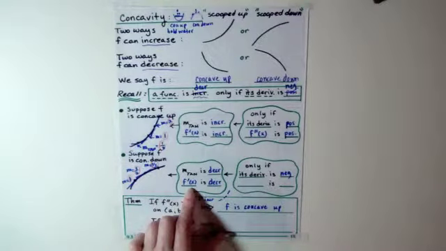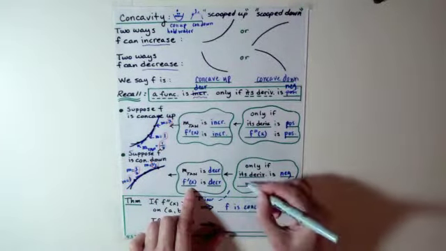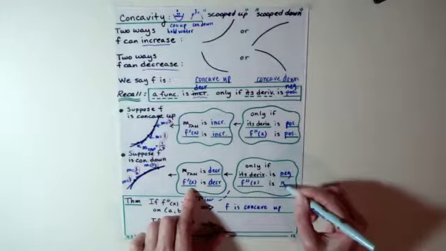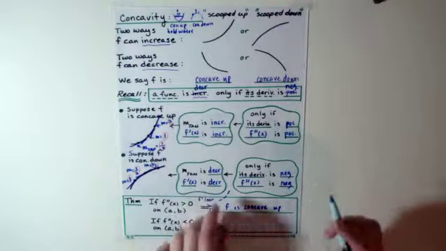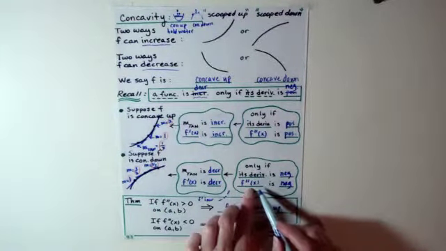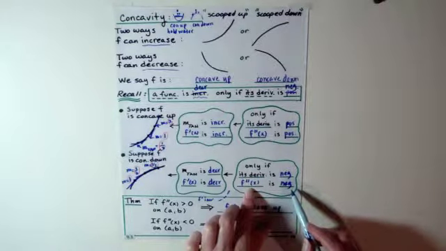But what is the derivative of the derivative? What's the derivative of f prime? It's f double prime of x. So f prime is decreasing only if its derivative, namely f double prime, is negative.